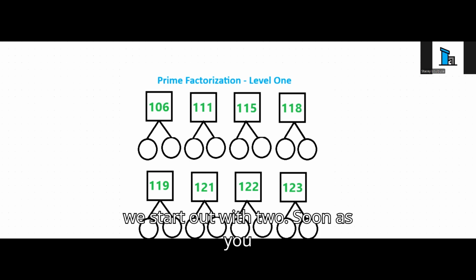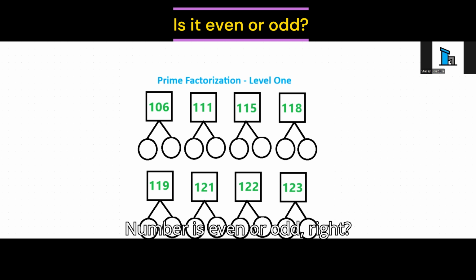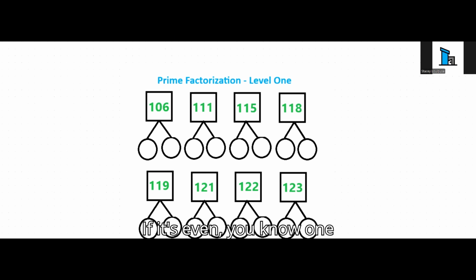Firstly, we start out with 2. As soon as you look at the number, you're going to determine whether or not that number is even or odd, right? If it's even, you know one of the factors is 2. So if it ends in 0, 2, 4, 6, or 8, you know that that very first bubble is 2. So since 106 is even, we're going to put 2 here. And then we'll take half of 106. Half of 10 is 5. And half of 6 is 3.